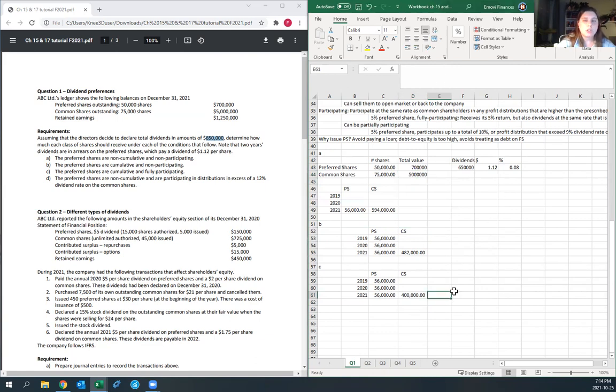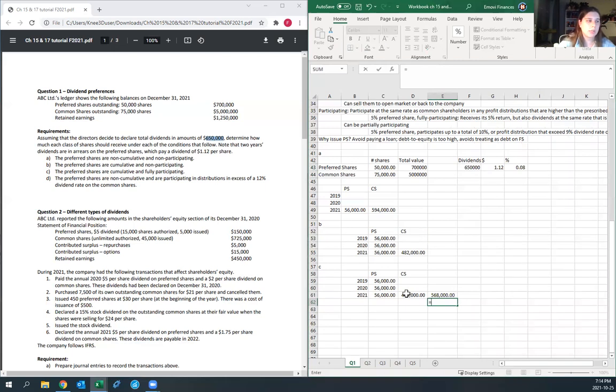So you calculate how much of the total dividends is already given, and how much is left to give. So it's your 650,000 minus this amount. And we're going to find the percentage of this amount against the total value of all your shares. So 82,000 divided by the sum of your 700,000 and your 5 million. So that gives us around 1%.